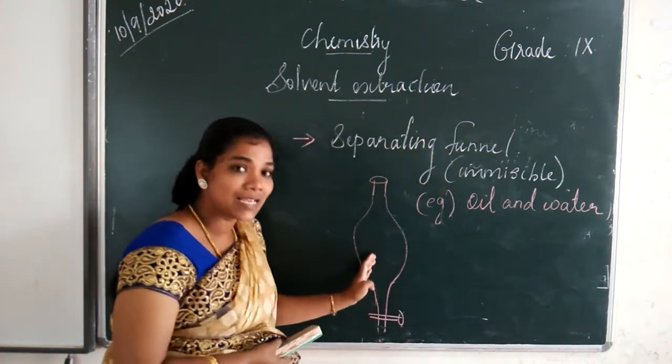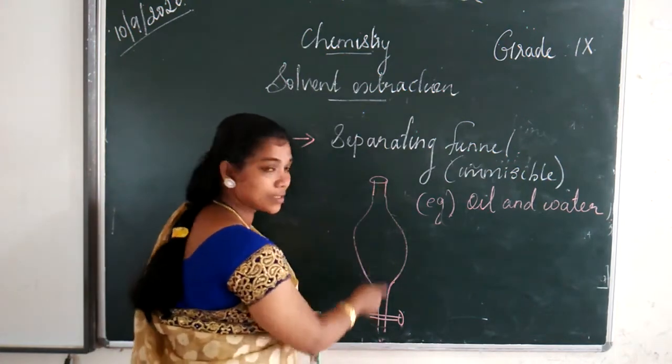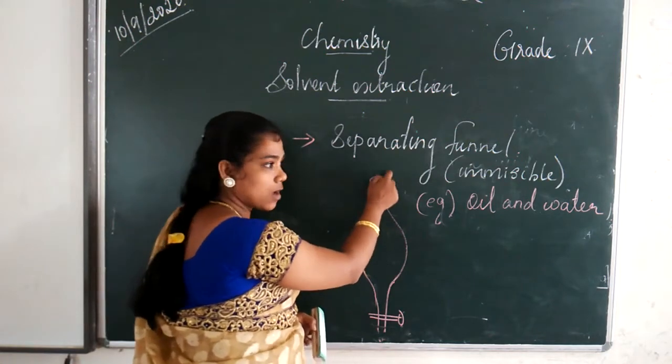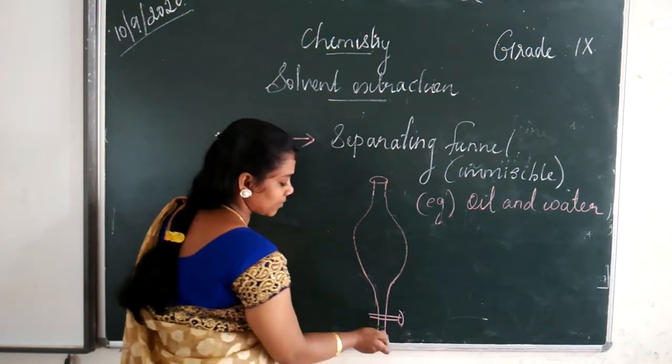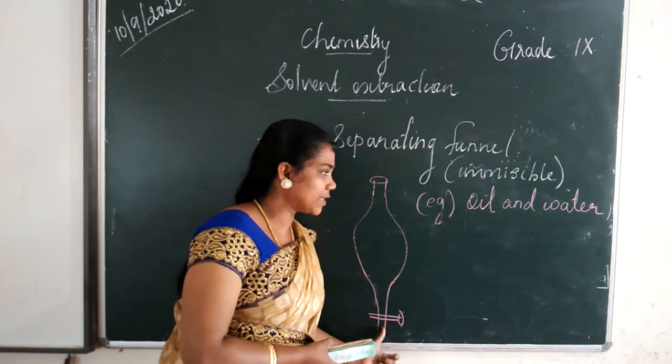This is the outline of the separating funnel. Both the sides have openings. In the separating funnel, both sides have openings, and here it is closed with the stopcock. The top is closed with a cotton plug or anything. Here the opening is for the outlet of the water, or for the outlet of the samples.